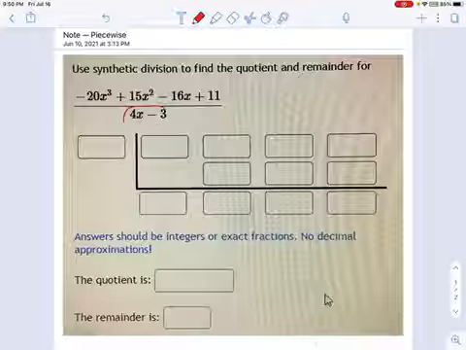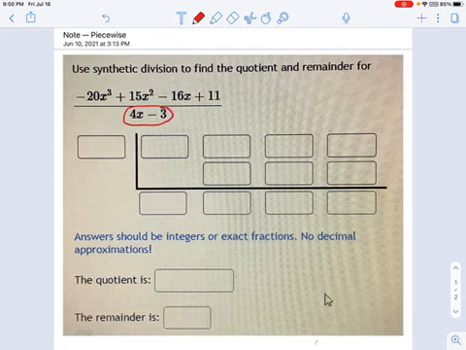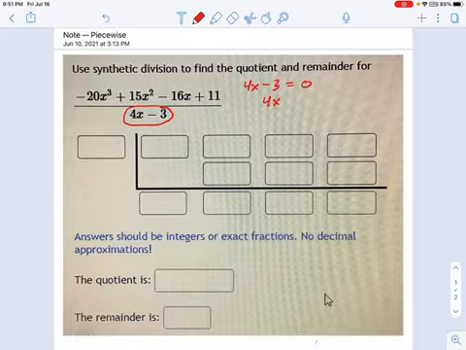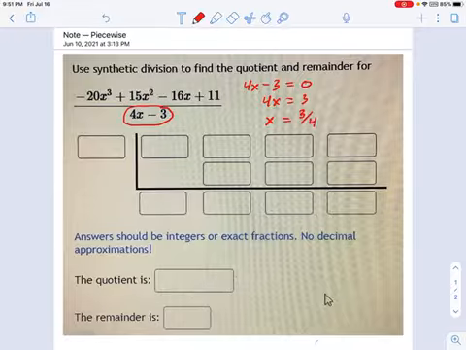We're going to try to find the x-intercept, or the root of the divisor. So we say 4x minus 3 equals 0. That means 4x equals 3. And here's the first change. That means x equals 3/4. So we're actually putting a fraction over here.